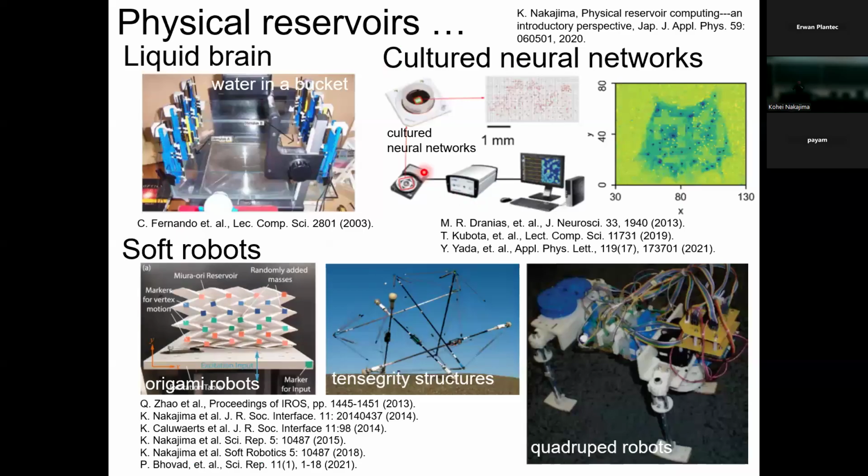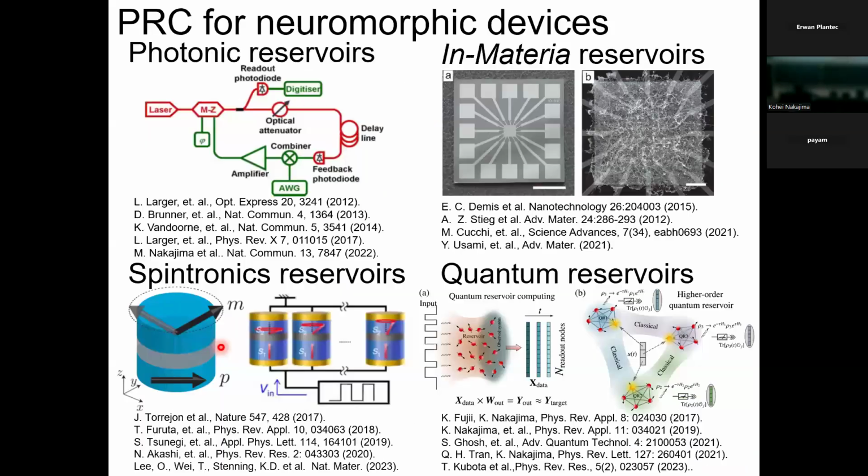There's an attempt using a real cultured neural network as a reservoir. And we are also developing many reservoirs. Not only our team, but at NASA, they use tensegrity. Or with the Zurich team, we were working on these quadruped robots. And in the US, there are origami robots embedding this closed loop control.